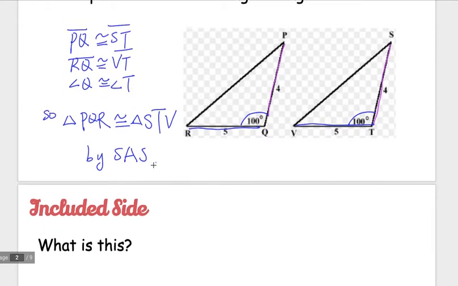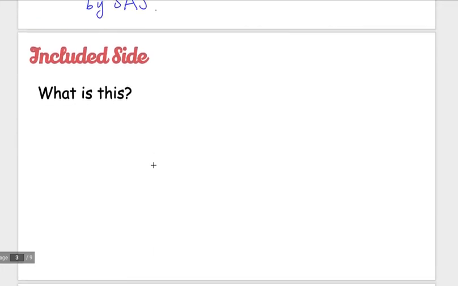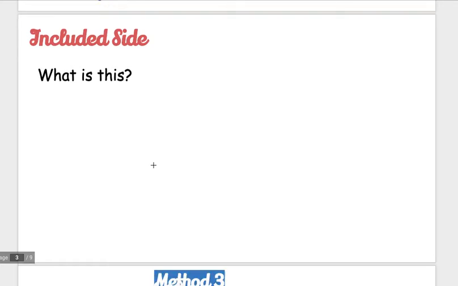Okay, before we introduce a new method, I'm going to introduce a new word here, which is called included side. Some students might already recall we did mention something about included angle. Then what is included side? First of all, included side is very similar to included angle. It's actually in terms of the triangle.